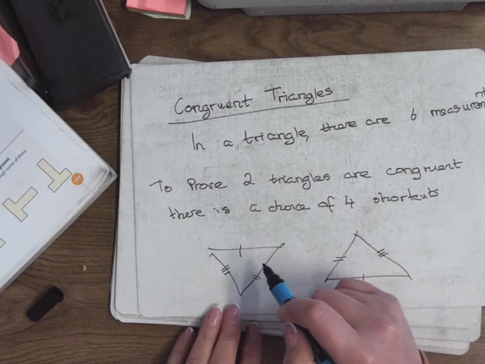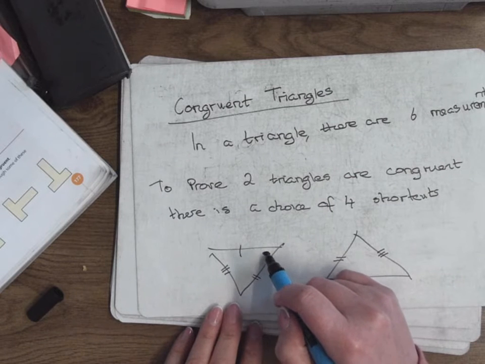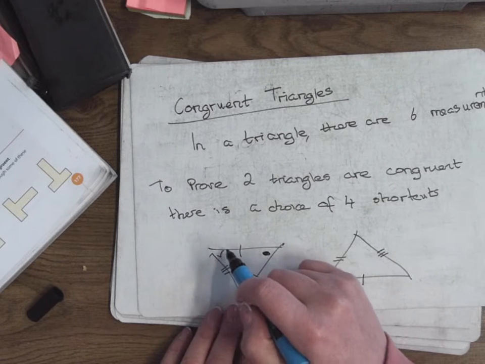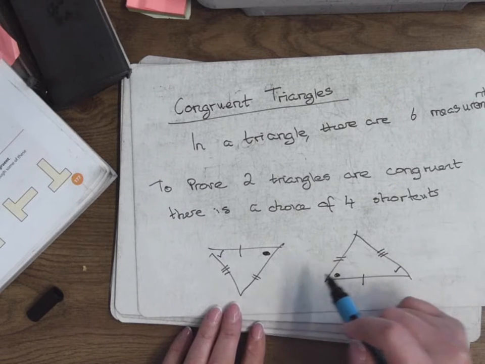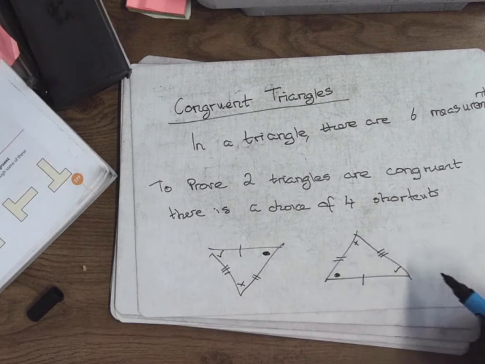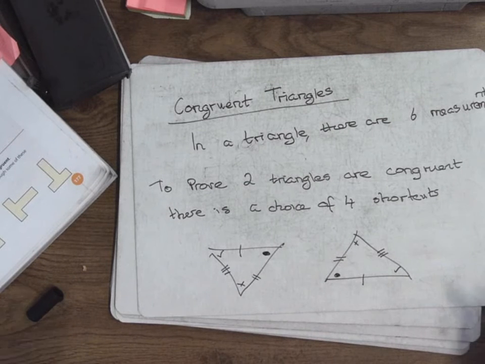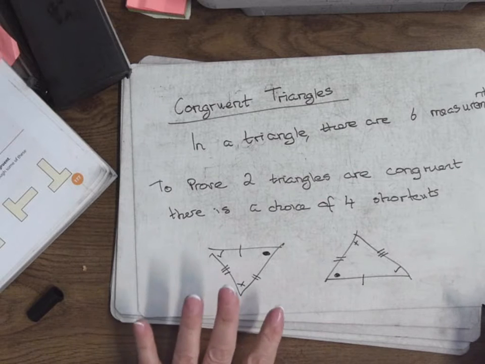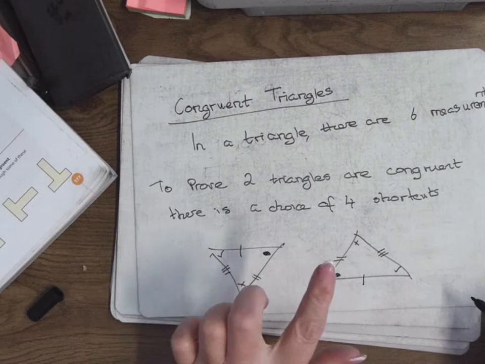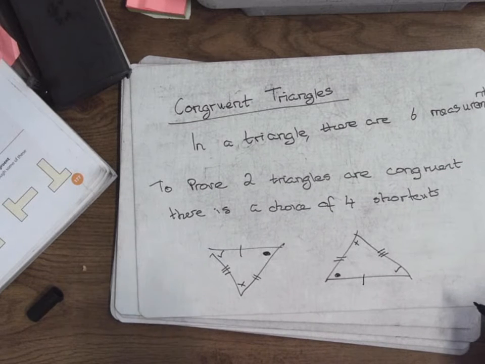Then you'd have to measure this angle and show it's the same as this angle. You'd have to measure that angle and show it's the same as that angle, and finally you'd have to measure this angle and show it's the same as this angle. So 6 measurements, so you'd actually have to do 12, wouldn't you? You'd have to measure 6 things in here and 6 things in here. But there's shortcuts. You don't have to do all 6, okay, to prove they're the same. So there's a choice of 4 shortcuts, okay?